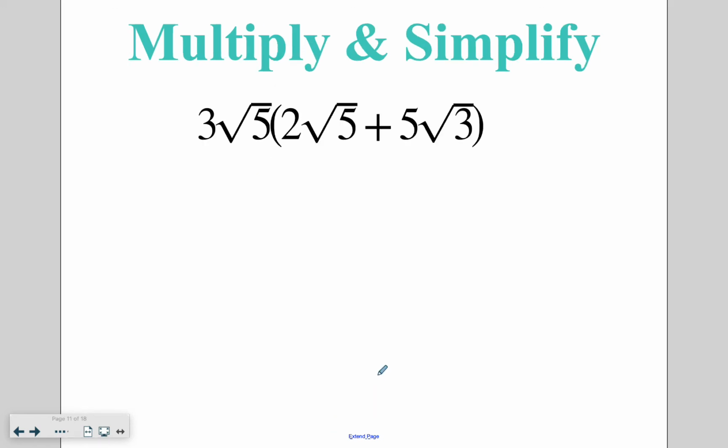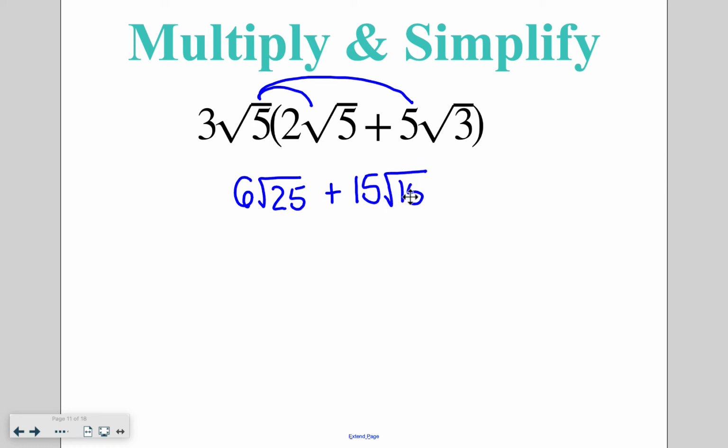We can also distribute, just like we would with regular multiplication with variables. We can do a distributive property where we are doing multiple multiplications. You follow the same rules. We multiply the outside first. So 3 times 2 gives us 6. Inside the square root is 5 times 5, or 25. Then we jump to the second part, plus outsides 3 times 5 is 15. Insides 5 times 3, once again, gives us 15.